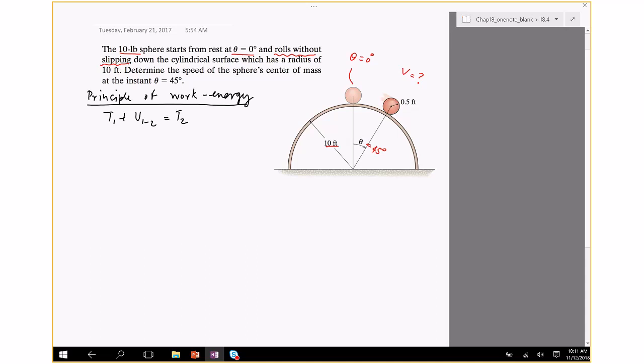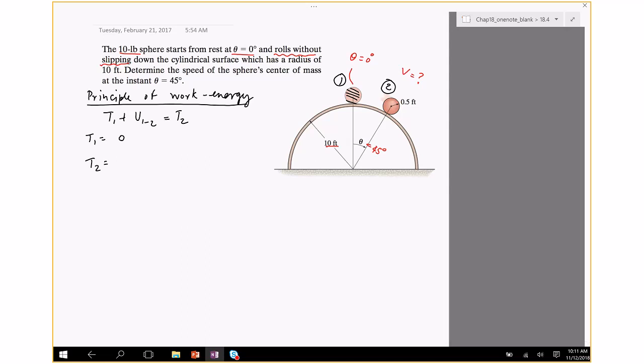So let's write down each of those quantities. T1 is the initial kinetic energy when the sphere is at 0 degrees, so that's going to be 0, no kinetic energy because it's at rest. T2 is the kinetic energy when the sphere is at theta equals 45.